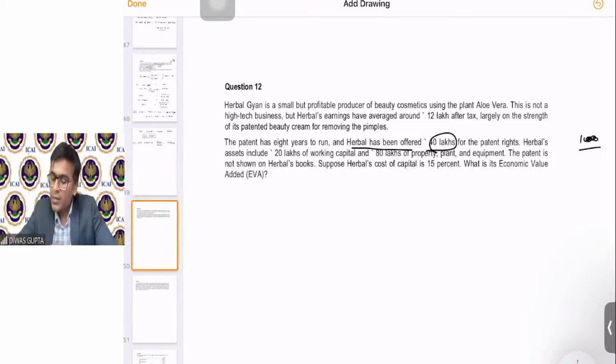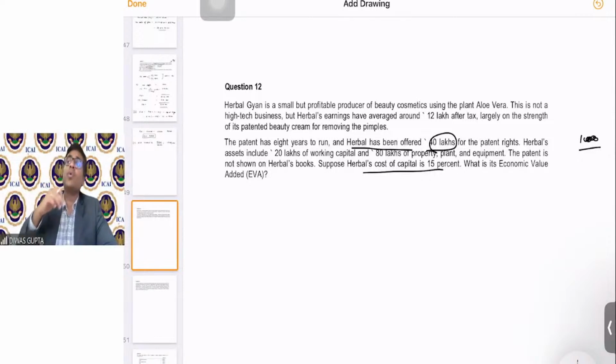Suppose Herbal's cost of capital is 15%. What is EVA? Now they're asking us that if cost of capital is 15%, what is EVA? Now for calculating EVA, we need net operating profit after tax, and we need WACC, and we need capital employed. So I think two things here are straight away given to you. One is the operating profits, and second one is the WACC. The only thing which we have to discuss and understand is the capital employed.